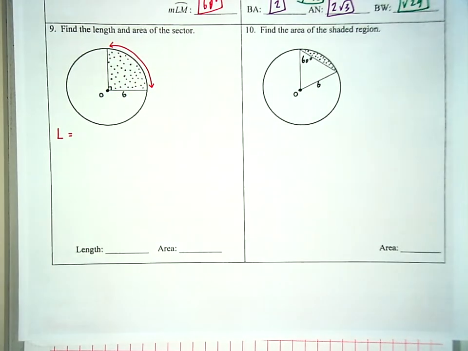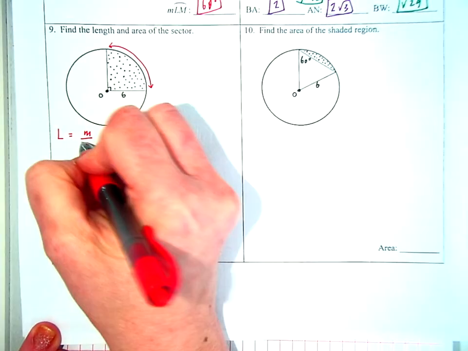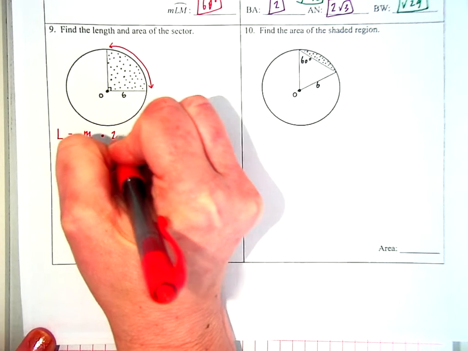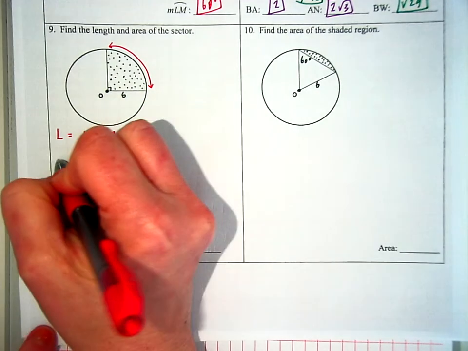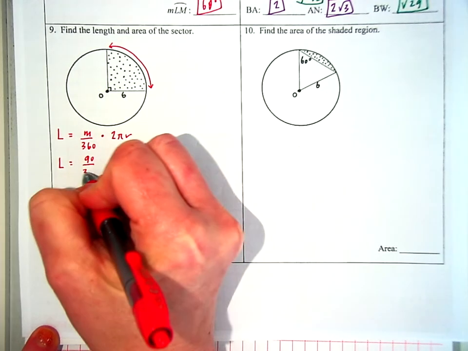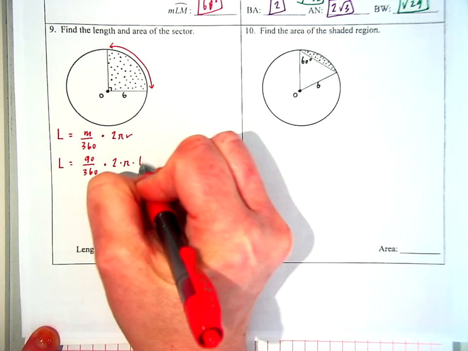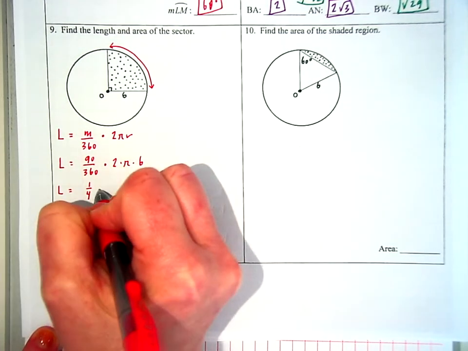So if I start with my length, it is a portion of the total circumference. So the measure of the arc in degrees to 360, right? Just the ratio of arc to circle. And then I multiply that by the circumference, 2 pi r. So then I'm just plugging in. So I know that that right angle means 90 degrees. So 90 to 360 times 2 times pi times a radius of 6.